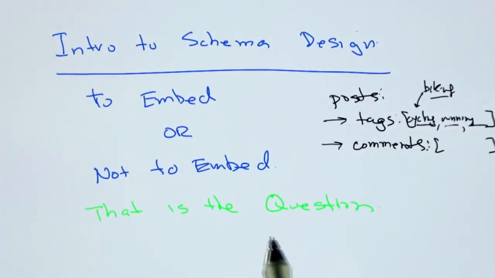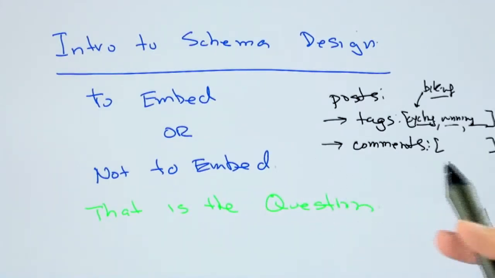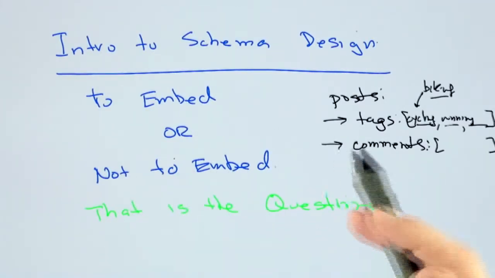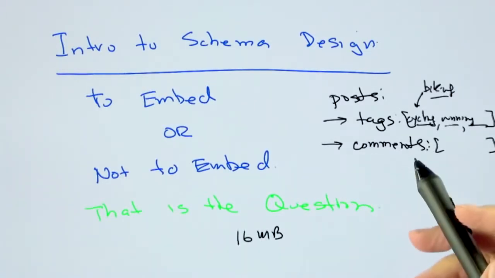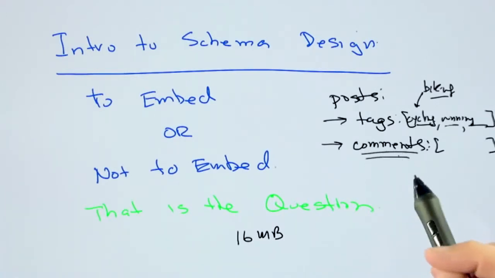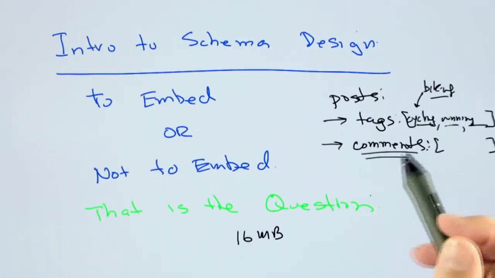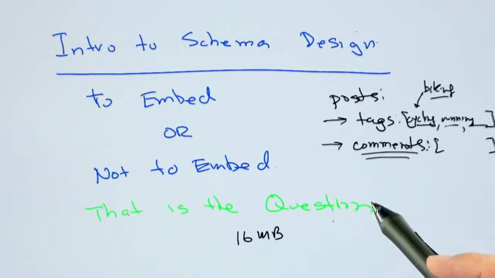And generally, when you're deciding whether to embed or not to embed, it's going to be the way you access the data that's going to guide that, along with some other practical considerations. For example, a MongoDB document can't be more than 16 megabytes. So if you were going to have more than 16 megabytes of comments, which would be extremely unusual, then you'd have to put the comments themselves into a separate collection.